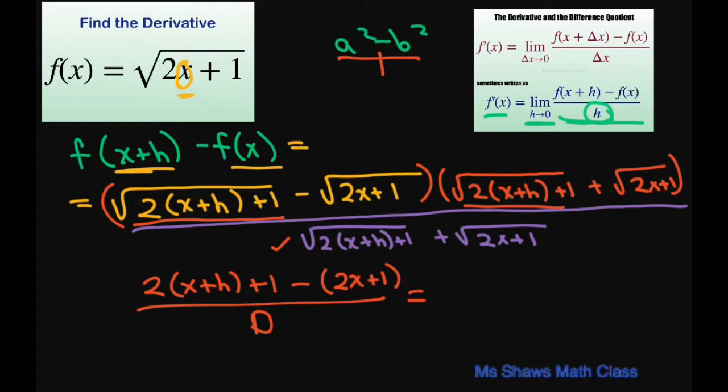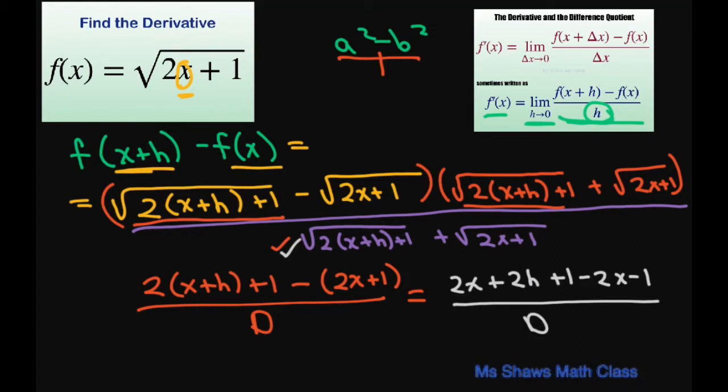All right, so simplifying your numerator, you're going to get 2x plus 2h plus 1 minus 2x minus 1, divided by your denominator. Again, this is your denominator. What happens is everything should cancel out except the term with the h in it. So we have the 2h divided by our denominator. So let me write that down.